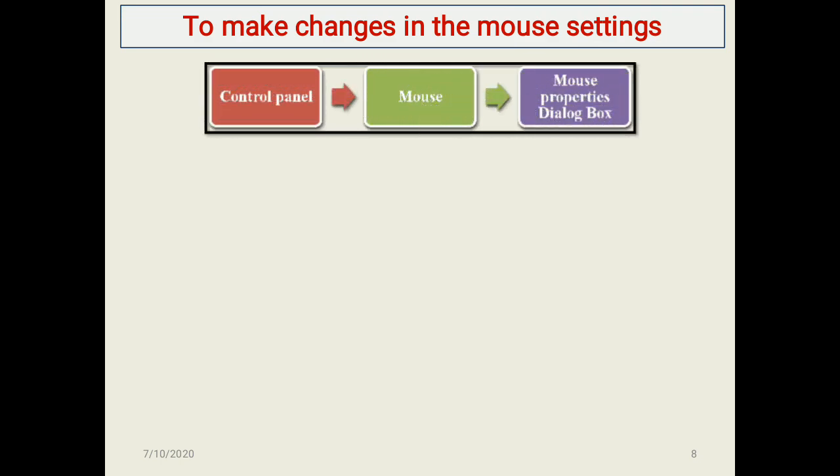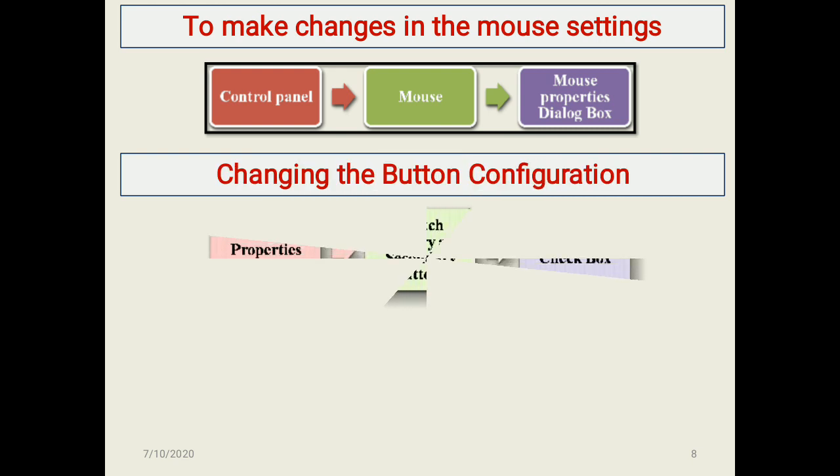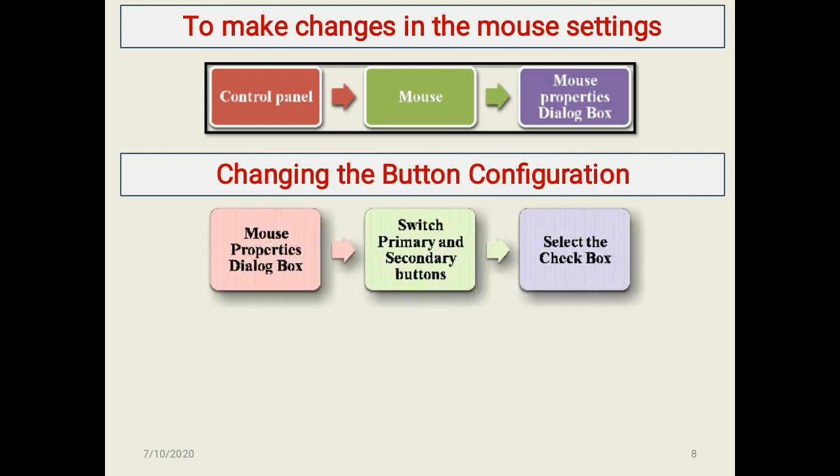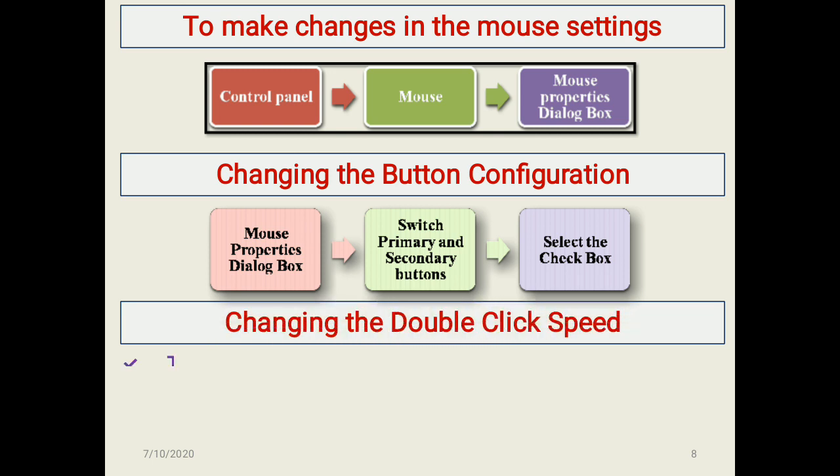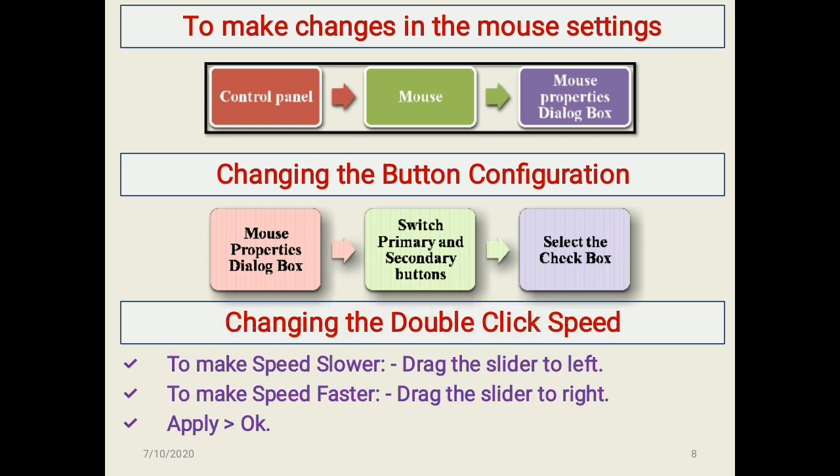Now how to change the mouse setting? First you have to open control panel, then click on the mouse option, then the mouse properties dialog box appears, then you can change the mouse setting. Now how to change the button configuration? In the mouse properties dialog box you have to select switch primary and secondary buttons, and lastly select the checkbox. How to change the double click speed? To make the speed slower, drag the slider to the left. To make the speed faster, drag the slider to the right, and lastly click apply, OK.